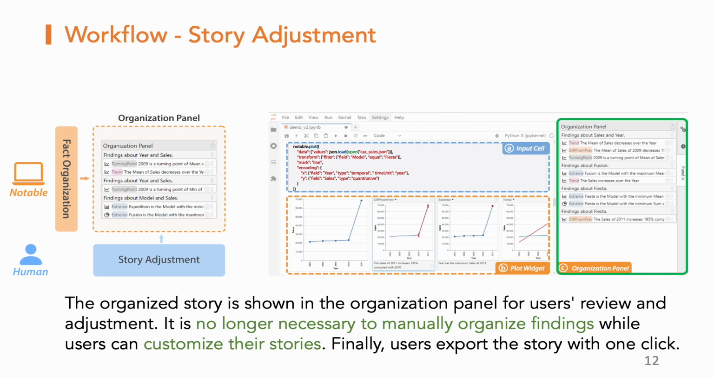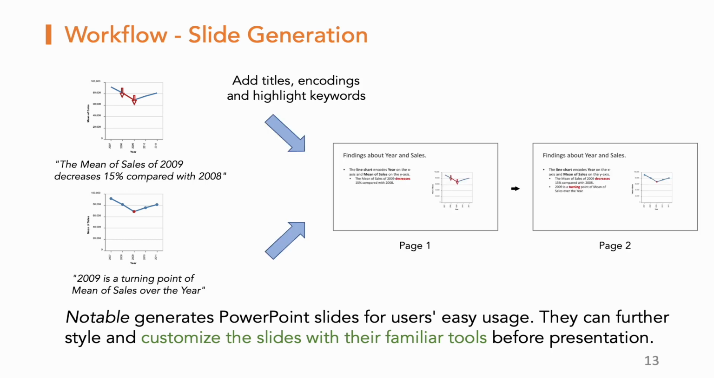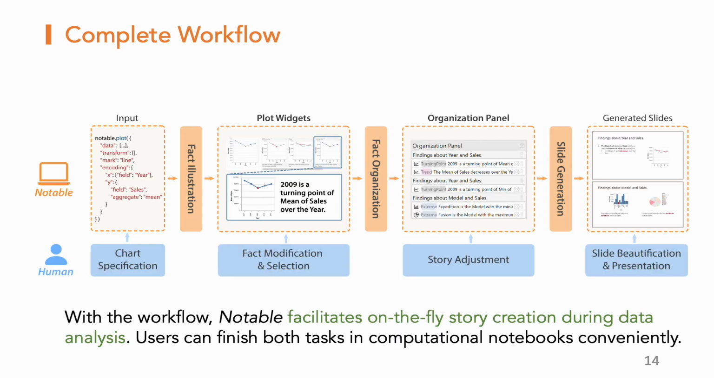When the story is satisfied, users just click a button to export it. And Notable will generate PowerPoint slides for the story. To make the slides more complete, Notable adds titles, chart descriptions, and highlighted keywords based on the data facts. These slides can be further improved with users' familiar presentation tools, such as PowerPoint. Here is a complete view of the workflow. With all the computation and interactive modules, users can enjoy an on-the-fly story creation experience in notebooks with Notable.